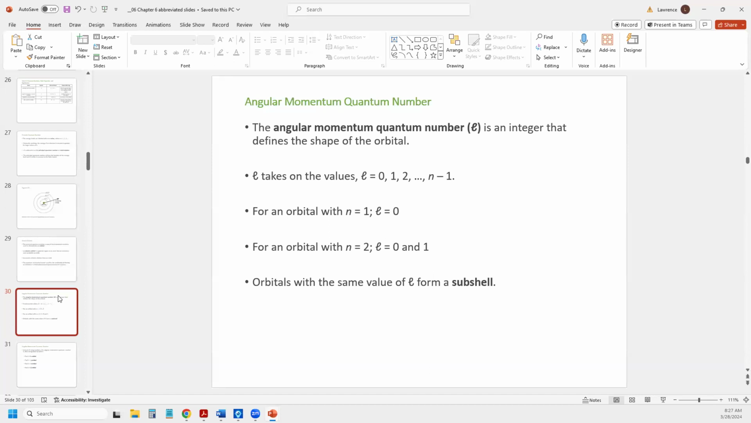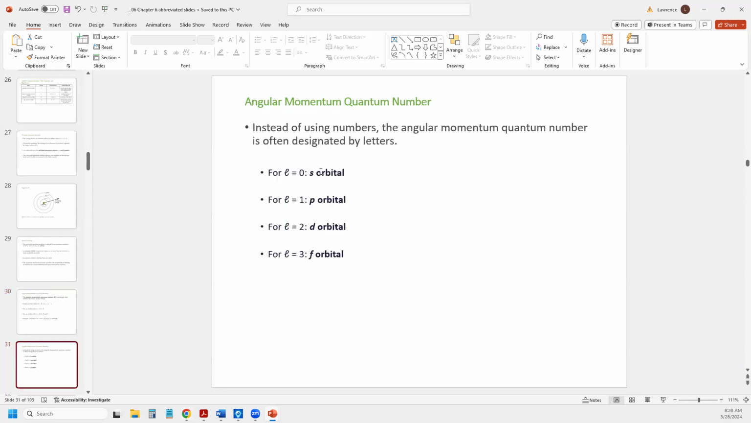So we talked about n, the principal quantum number. l, the angular momentum quantum number. That's the shape of the orbital: s, p, d, or f orbitals. We call the s orbitals l equals 0, l equals 1 we call p, l equals 2 we call d, l equals 3 we call f.